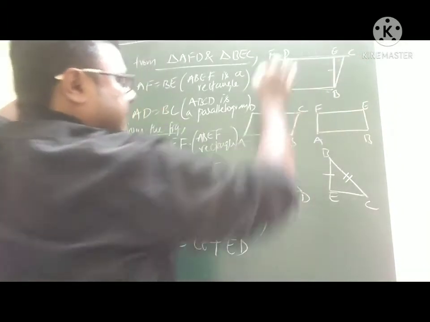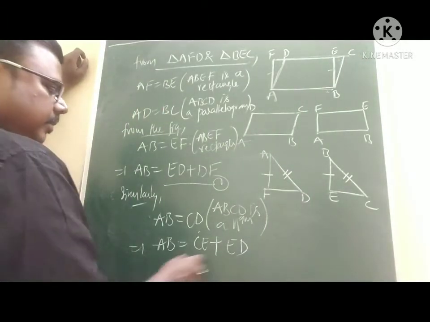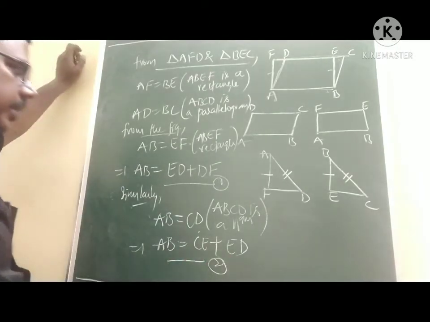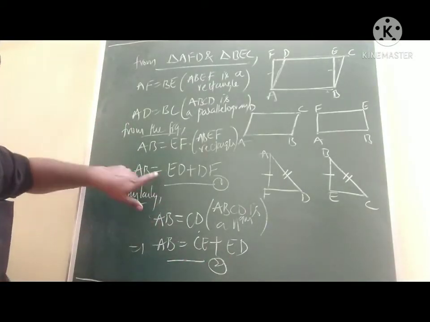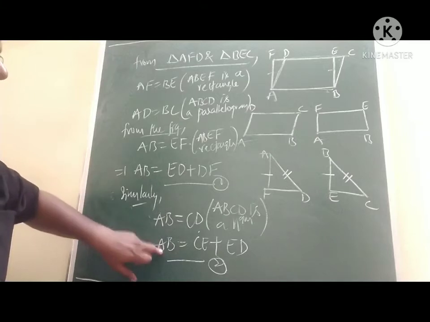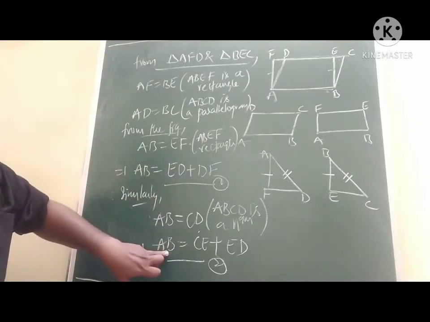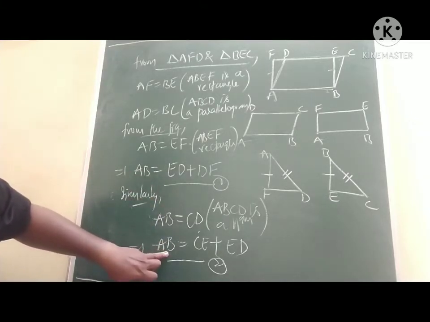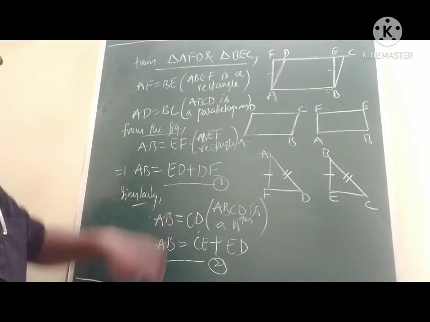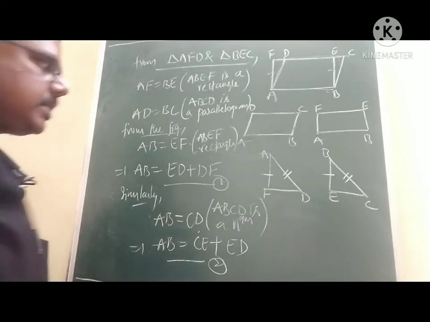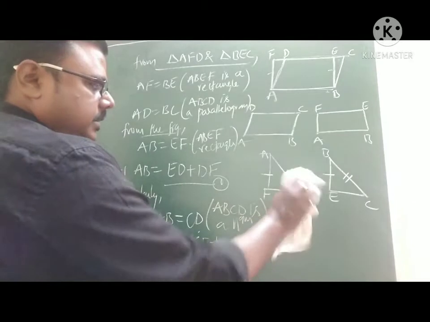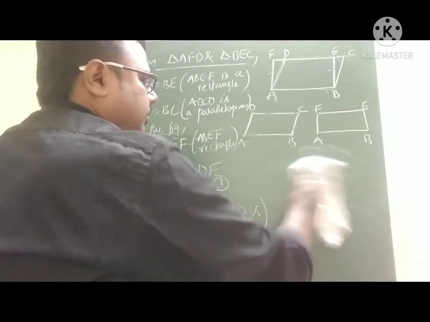CE plus ED. Okay, I have written the same. Let me consider 2. Now if you observe clearly, from 1 and 2, the left hand sides are equal. AB and AB are equal, right? Now if I can equate this right hand side, let us see what I'll get. I am going to erase this rough diagram.